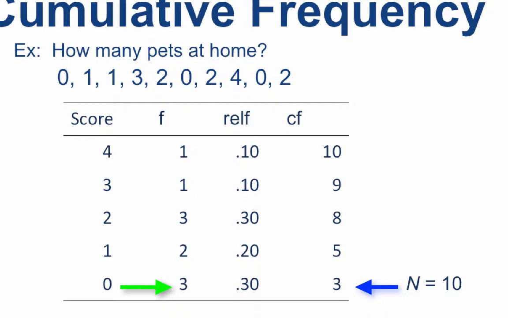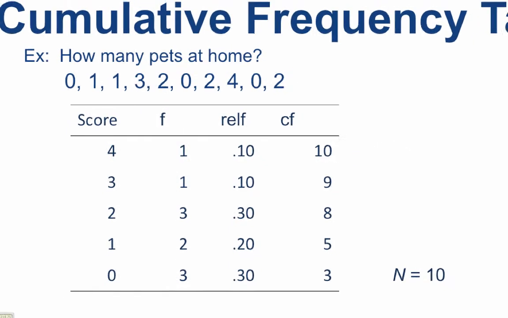For the next cumulative frequency, the answer will be 3 plus the next frequency score, which is 2, for those with only one pet. 3 plus 2 equals 5, so 5 is the cumulative frequency for the score of 1. To the 5, we add 3, the next frequency value, and get a total of 8. 8 plus 1 equals 9. 9 plus 1 equals 10. That is our final cumulative frequency value at the top of the column.